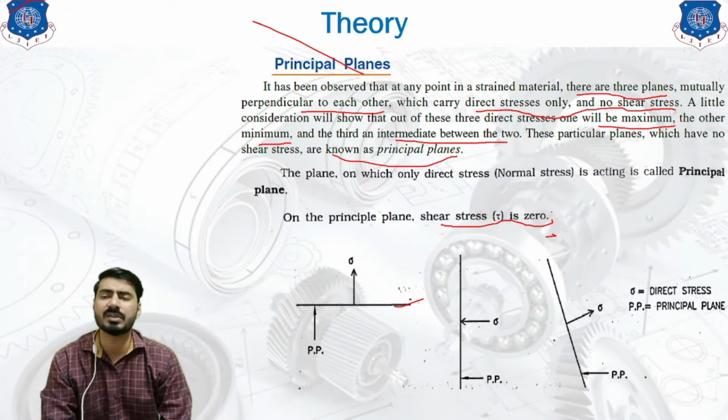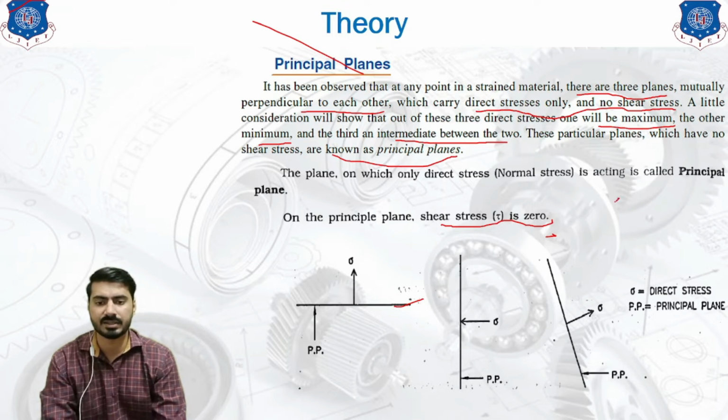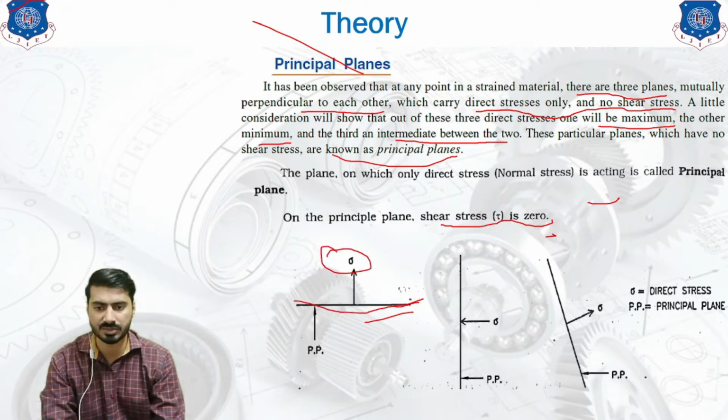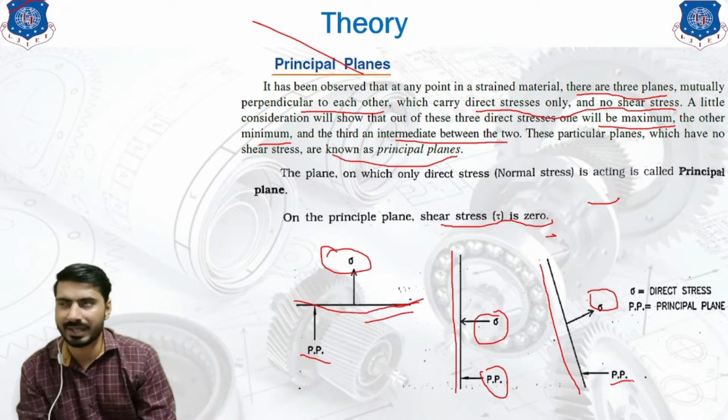So what could be the principal plane? It could be horizontal. As you can see in your diagram, this is the horizontal principal plane, where this is our plane and this is our direct stress or normal stress. That's why it is our principal plane. Whereas on the right hand side, you will see a vertical plane on which direct stress or normal stress is acting. So this is also known as a principal plane. Also, if it is an inclined plane but it contains the direct stress, then it is known as a principal plane.